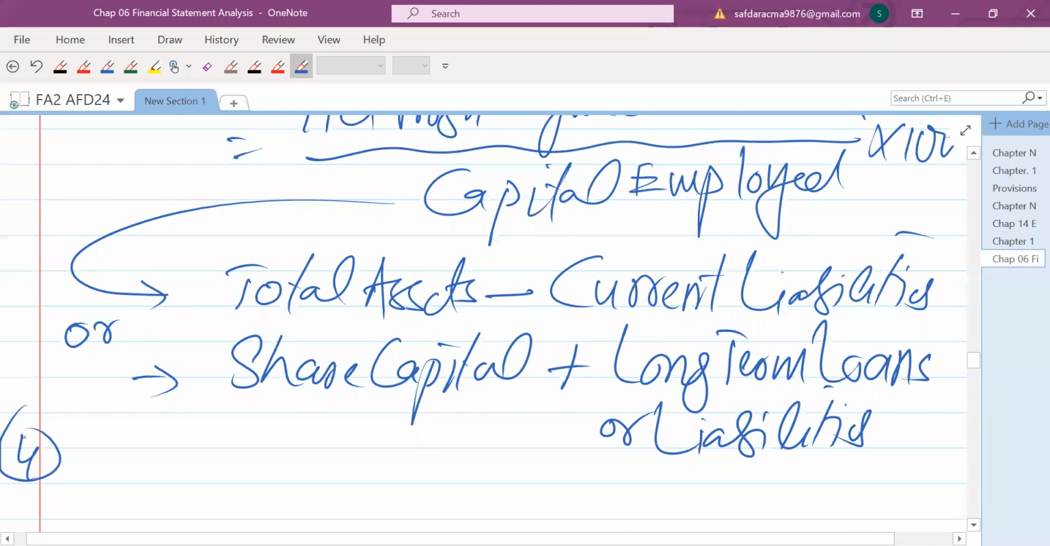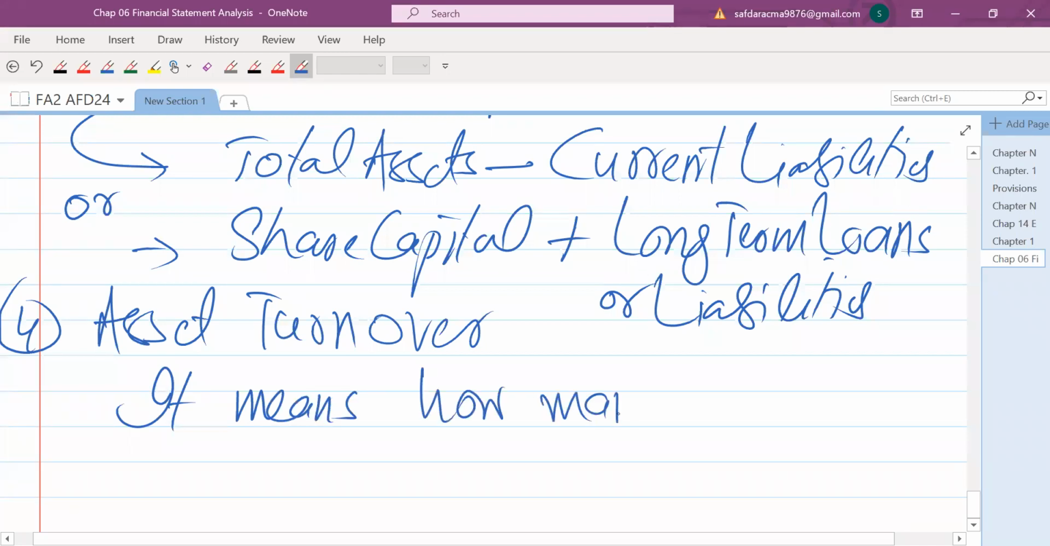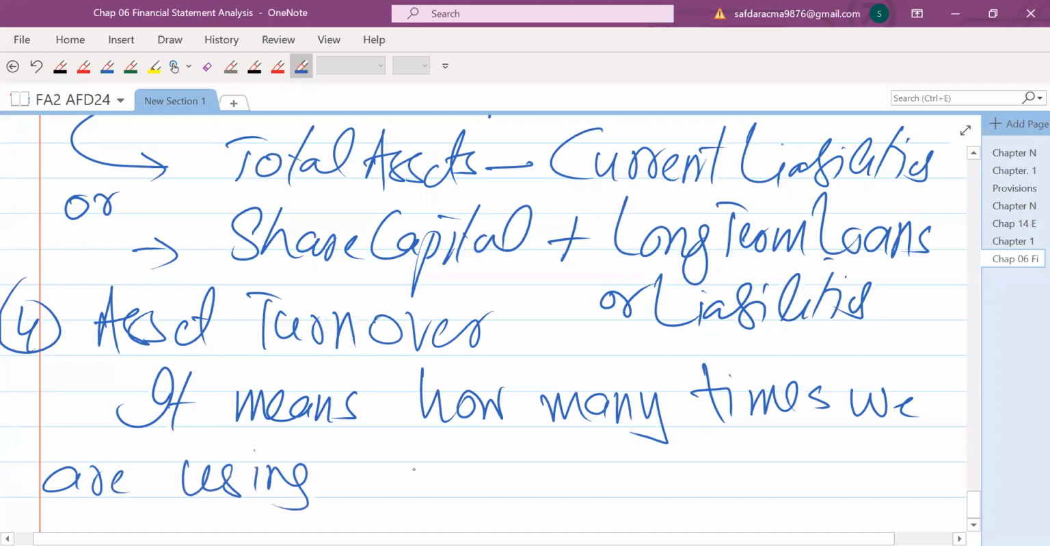इसके अलावा हमारे पास में है एसेट टर्नओवर. Asset turnover means how many times we are using our asset to generate sales. Asset turnover, it means how many times we are using assets.